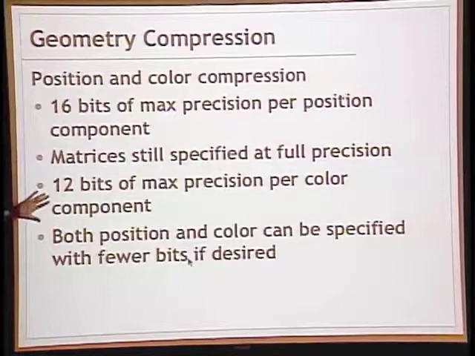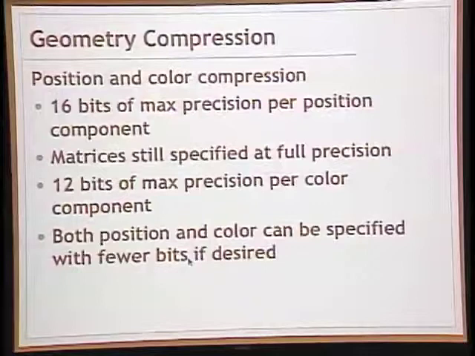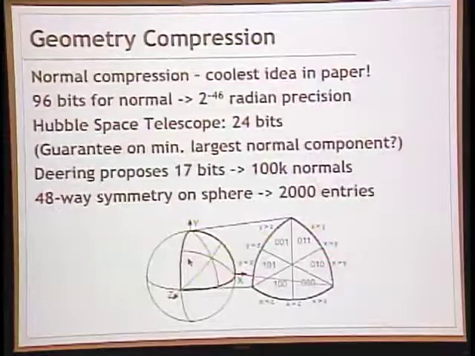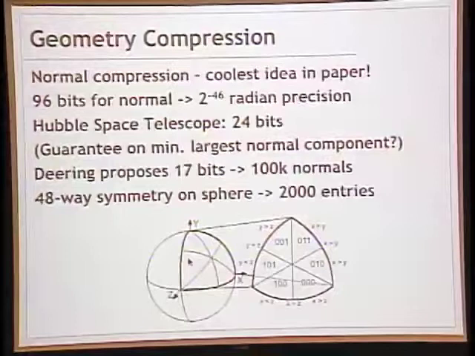Color. Okay, well, if we do a floating point per color, right, that's a lot of detail. I think we can get away with 12 bits, and that's probably the case. So, okay, we can compress that. This was kind of the cool one here, normal compression. Okay, so he said, all right, we have three floating point numbers that tell us what our normal is.